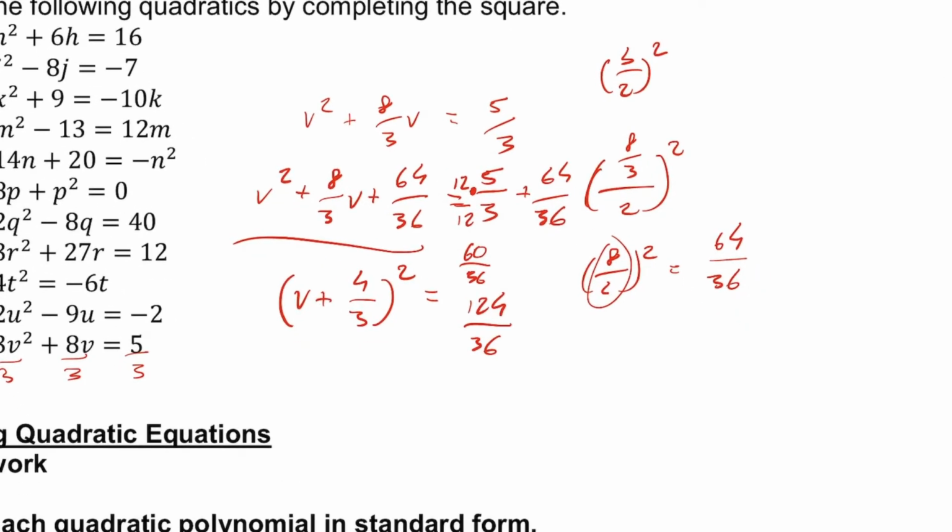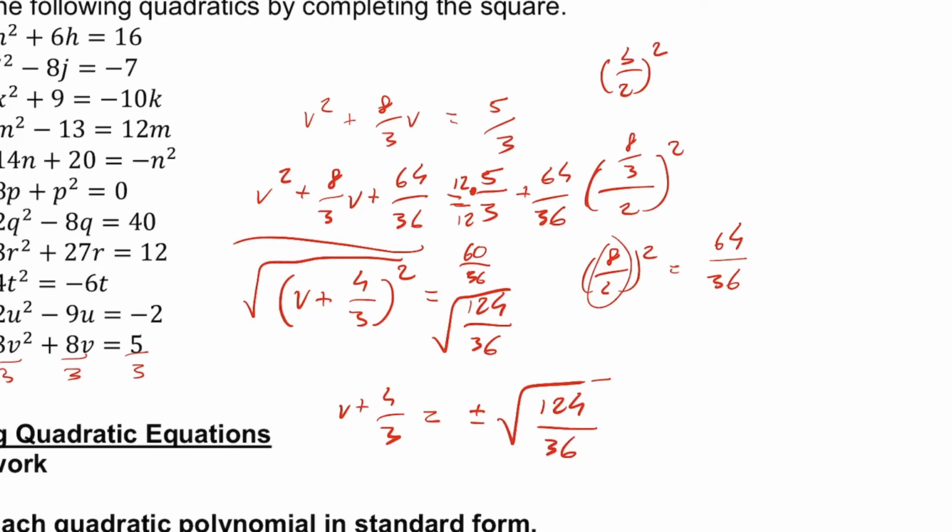So then we can take the square root of both sides. So we'll have v plus 4/3 equals plus or minus the square root of 124 over 36. And since 36 is a perfect square, we can pull it out of the square root. So we can have v plus 4/3 equals plus or minus square root of 124 over 6.